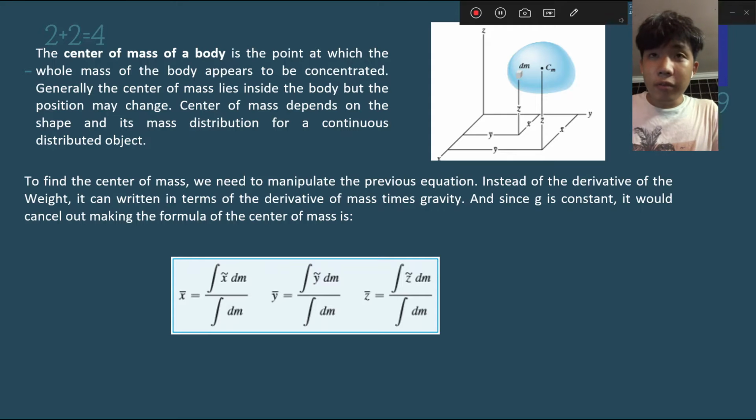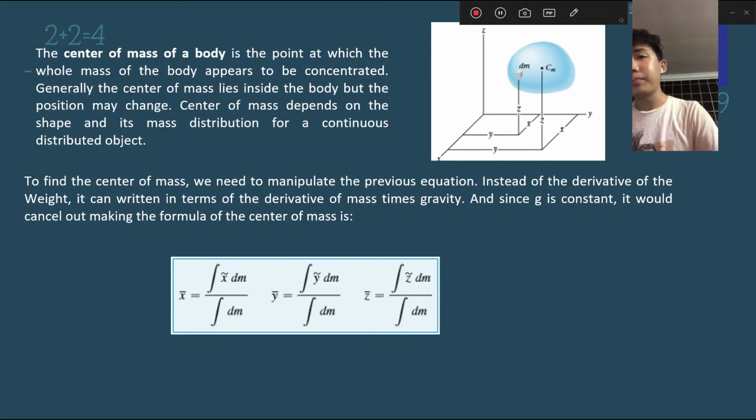The center of mass, which is the next point of a body, is the point at which the whole mass of the body appears to be concentrated. Generally, the center of mass lies inside the body, but the position may change. Center of mass depends on the shape and its mass distribution for a continuously distributed object.